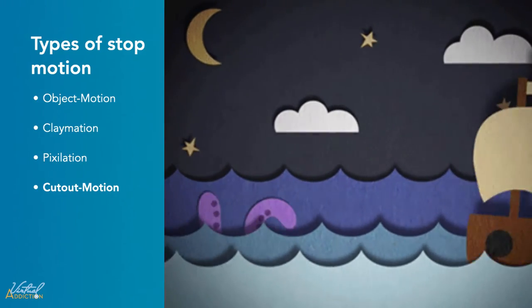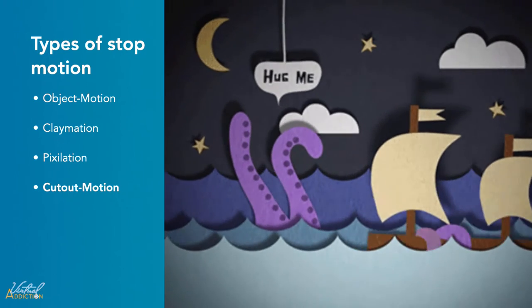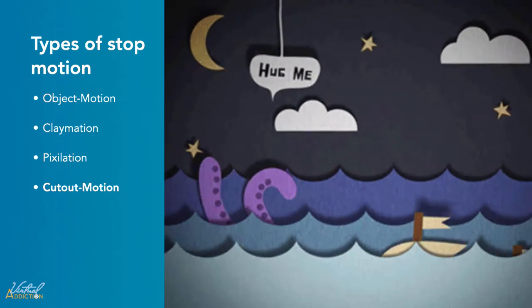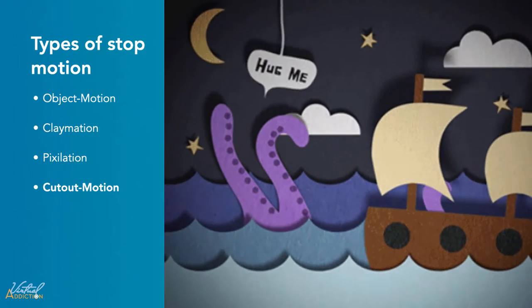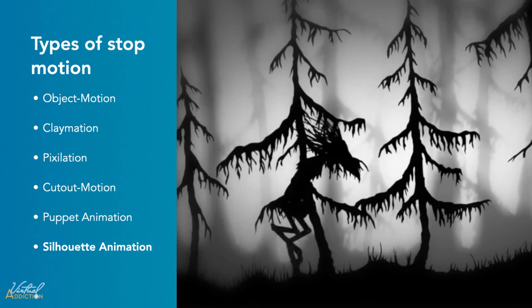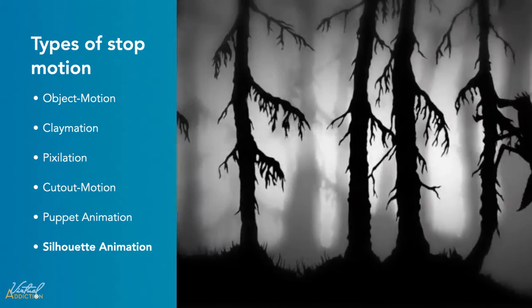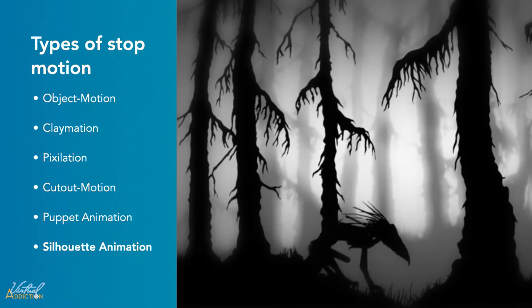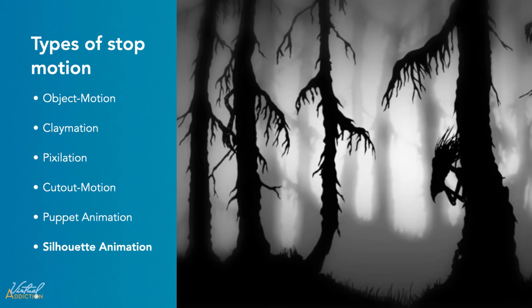You can also create stop motion using cutout motion. This is simply cutting out paper and moving it. This technique uses all 2D material, but the effects can be very rewarding. We also have puppet animation. This is simply the art of moving puppets. And finally, you can create stop motion using silhouette animation. This is a technique that uses backlit cutouts in order to achieve the results.